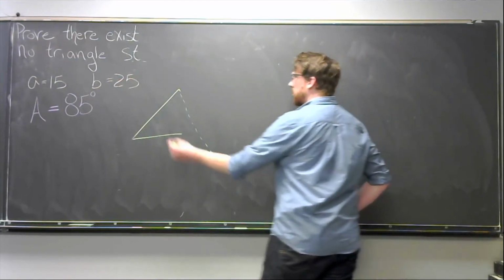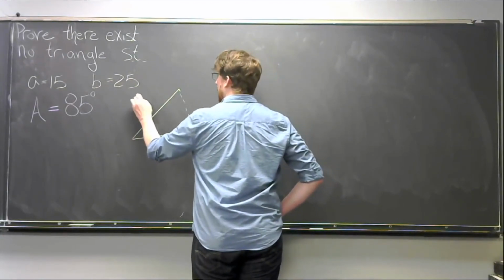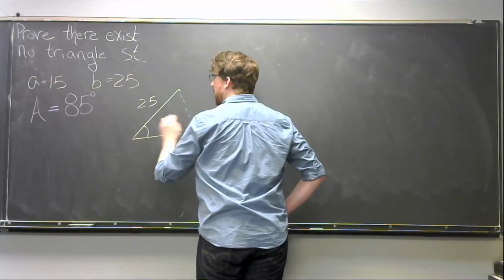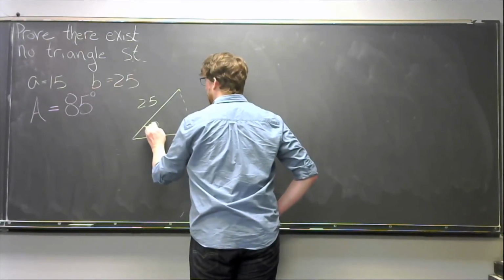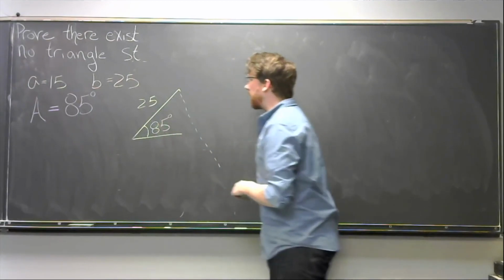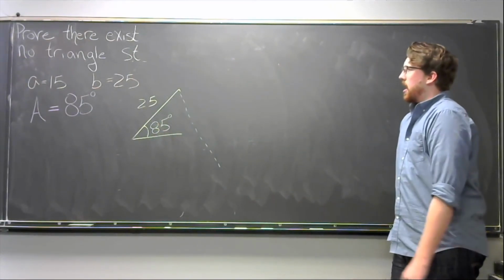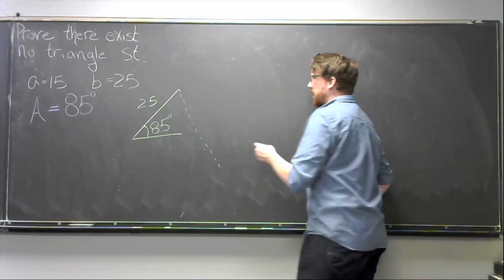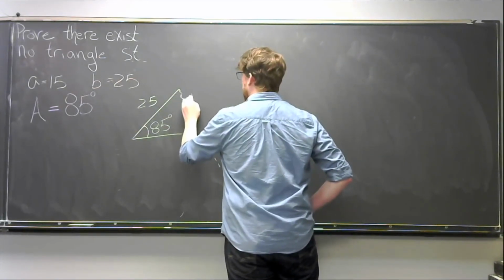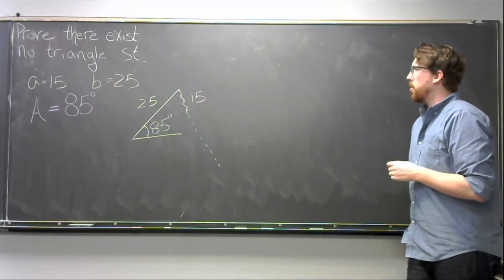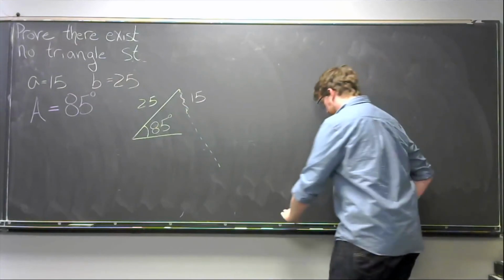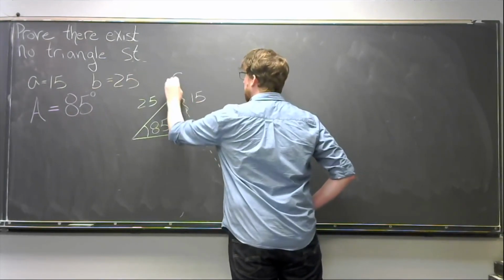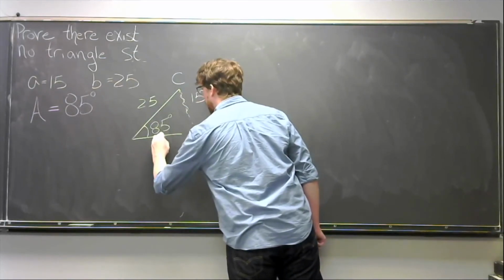Now, we claim that side B, let's call this side B, has a length of 25, that the interior angle is 85 degrees, and that the side opposite of it has a length of 15. Okay, well, if this is the case, then this angle here must be B, this one must be C, and this must be the length C down here, right?